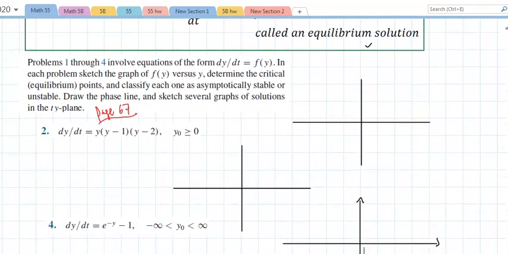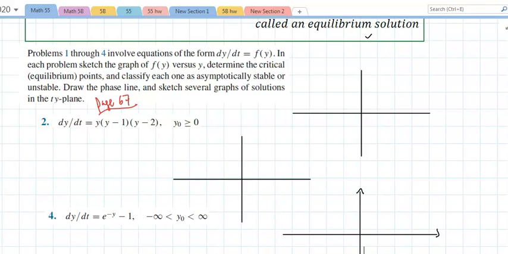So this is really going back to what we did in chapter 1, but now we're doing it on a bit more challenging problems. Remember there was only one equilibrium point. Here we have 3 or 4 or multiples. So let's look at problem number 2 on page 67. It says 1 through 4 involve equations of the form dy/dt equal f of y, and here it is, dy/dt equal some function of y.